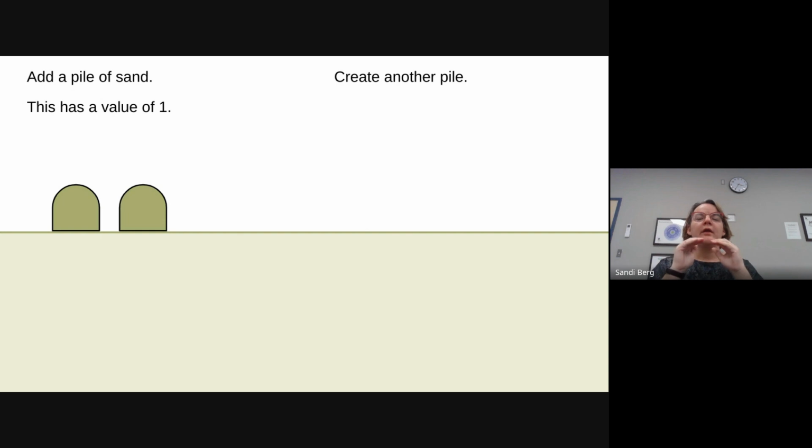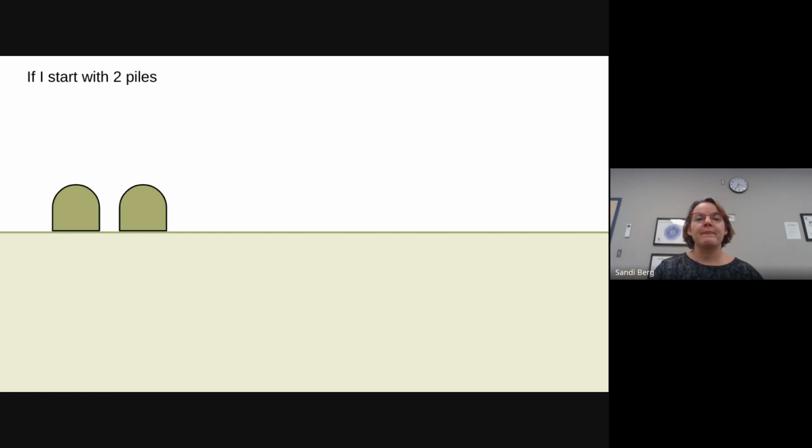Perfect, thank you. Okay, so we've created another pile of sand. So what do we have? We have a total of 2 piles of sand, or we could label that as 2. But we're going to live in the language over the next half hour of 2 piles anytime we see that number 2 there.